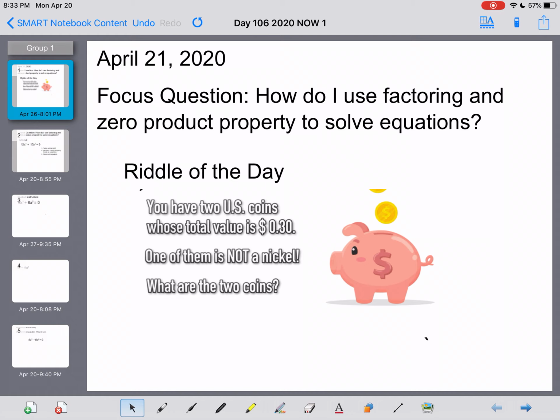We have a focus question today. How do I use factoring and zero product property to solve equations? So we're going to combine everything we know about factoring and zero product property, and we're going to combine that to solve equations today.